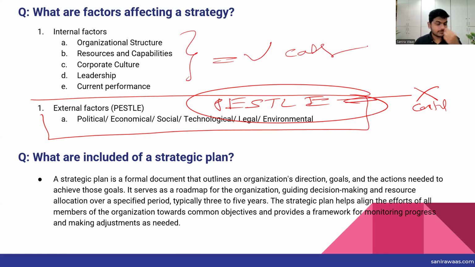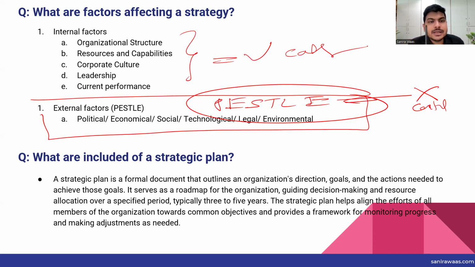So your internal factors and your external factors impact making a strategy, right? You have to formulate the strategy based on the things inside you and the things outside you. What are the factors in internal? Organizational structure, culture, the leadership, your resources, and most importantly, where you are, your current performance.